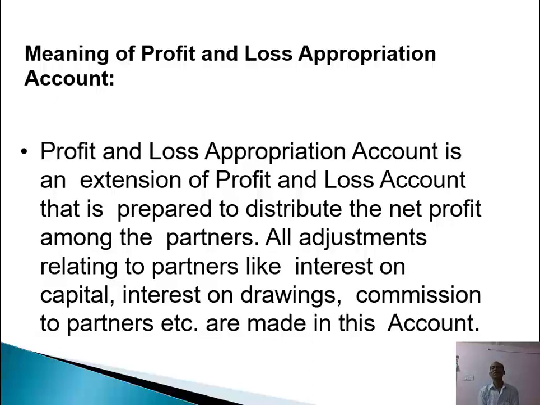Yes, what is the meaning of the profit and loss appropriation account? Profit and loss appropriation account is an extension of the profit and loss account that is prepared to distribute the net profit among the partners. All adjustments relating to partners like interest on capital, interest on drawings, commission to partners, etc. are made in this account. So all adjustments individually should be mentioned in the profit and loss appropriation account.